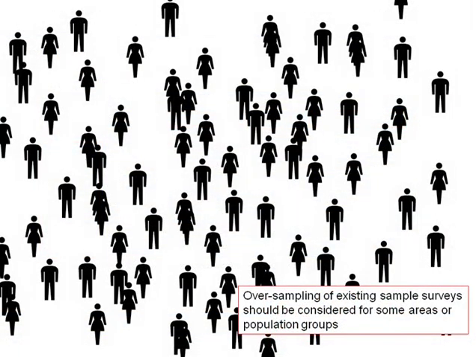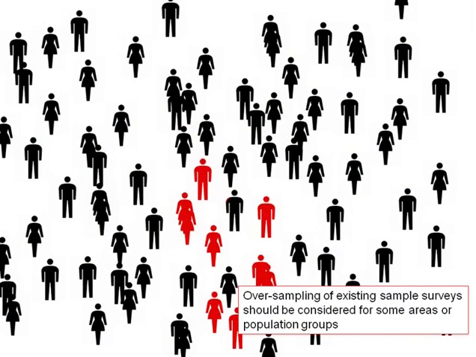In order to improve the availability of data on gender and population subgroups, oversampling of existing sample surveys should be considered for some areas or population groups. It should also be ensured that sampling frames adequately represent all population subgroups.